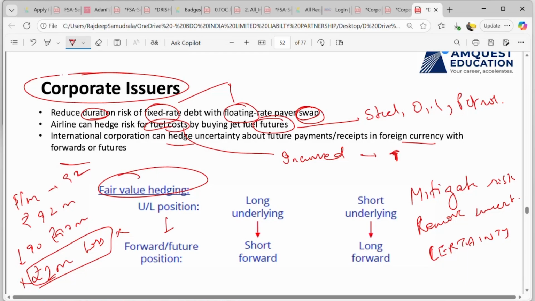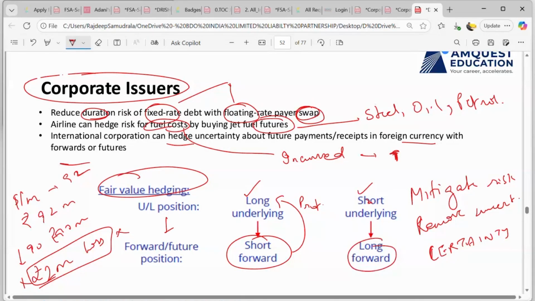So simple. Go and sell a forward. Short a forward. When you short a forward, it is protecting you from any fall in the long. मेरा जो long position है उसका price गिर गया तो the short forward will help me. Clear? Same way, if you have a short underlying, then no problem. Go for a long forward.